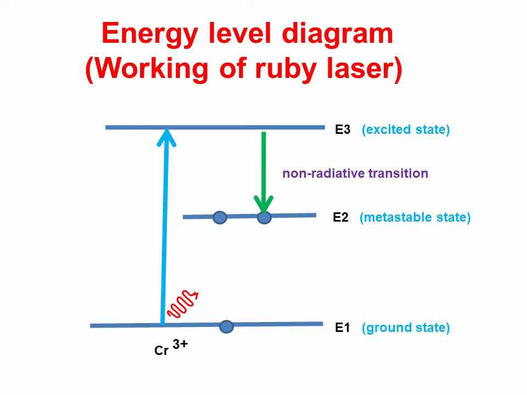Now, the population inversion takes place between E1 and E2. Population inversion means N2 should be greater than N1. N2 is the number of ions in E2, and N1 is the number of ions in E1. According to this picture, N2 is 2 and N1 is 1. So N2 is greater than N1, and the population inversion takes place between E2 and E1.